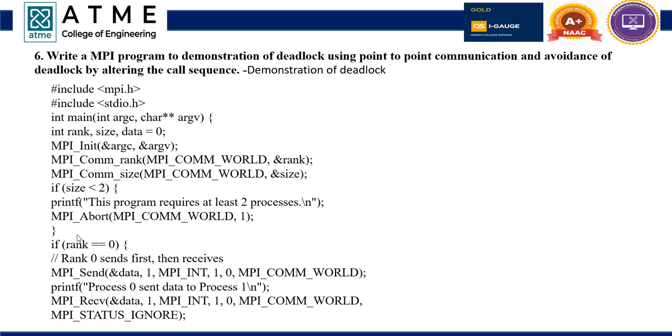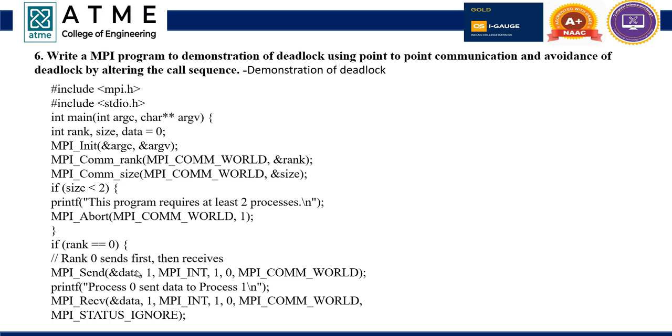If rank is equal to 0, then rank 0 sends first, then receives. That means the code is executed by the process with rank 0. So if rank is equal to 0, rank 0 sends data to rank 1. So the rank 0 ID sends data to rank 1 ID.